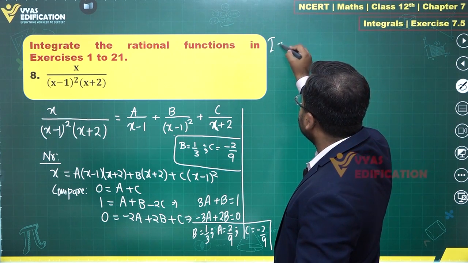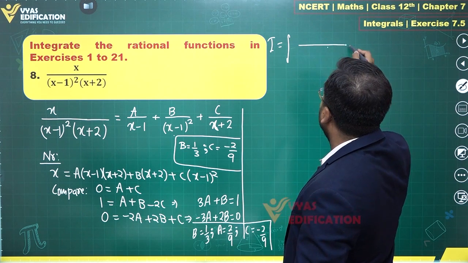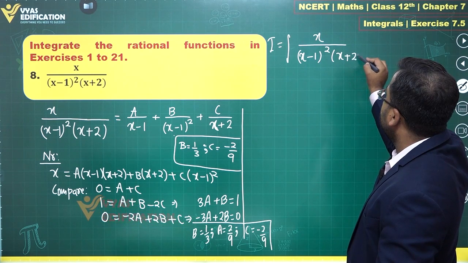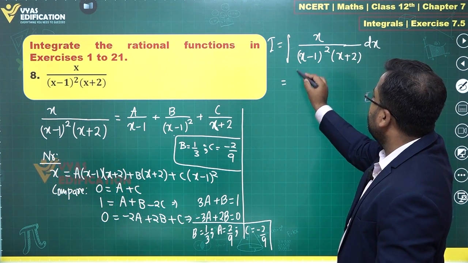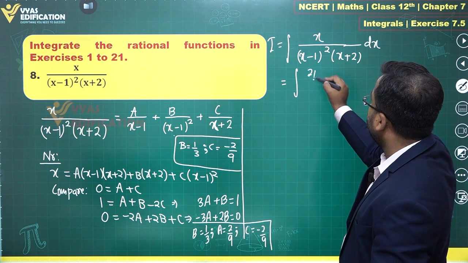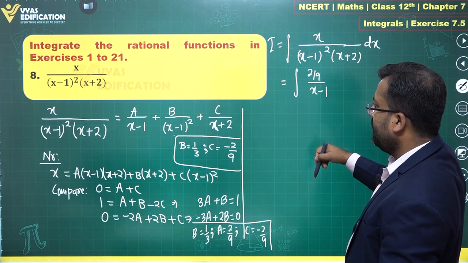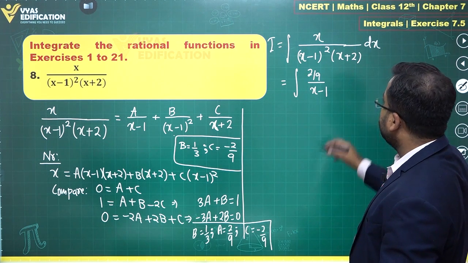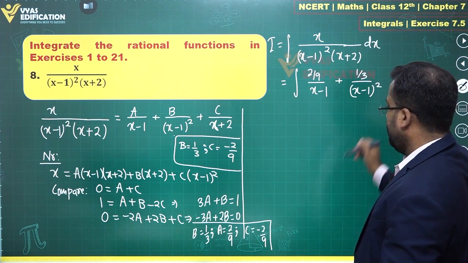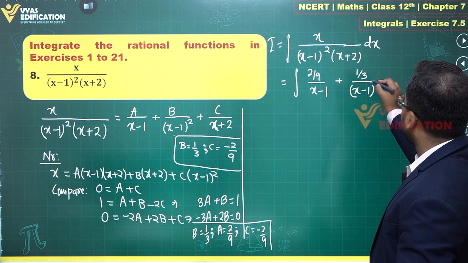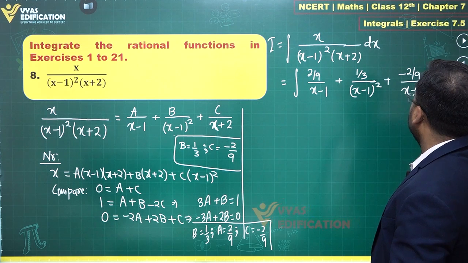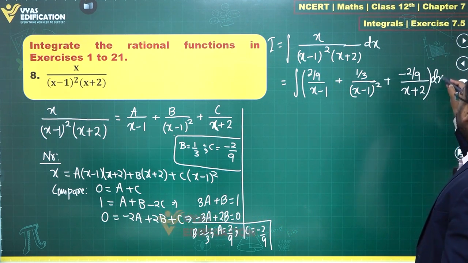Okay, this is the step of partial fractions. Integral I, which was x upon x minus 1 square x plus 2 dx, will become equal to integral of A upon x minus 1, A is 2 by 9 upon x minus 1, B which is 1 by 3 upon x minus 1 square, and C which is minus 2 by 9 upon x plus 2 dx. This is what we have.